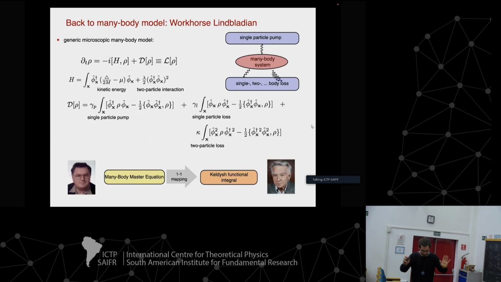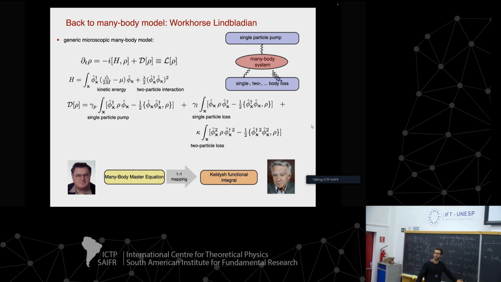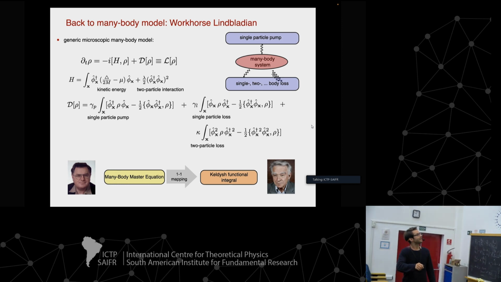Let me now get back to physics. That was a pretty technical part. Please bear with me. So we now want to analyze this big problem, where we have a spatial, d plus 1 dimensional driven open quantum field theory that, I remind you, is defined here with this Lindblad operator, where the Hamiltonian describes kinetic energy and two particle interactions. And the decay processes that we want to consider, or the open system processes, are a single particle pump, single particle loss, and these two particle losses here.